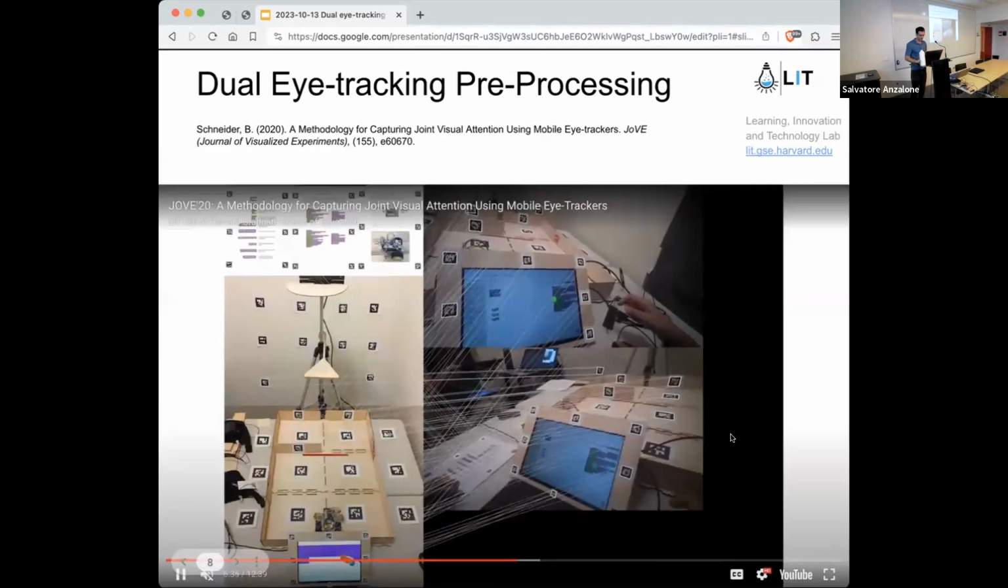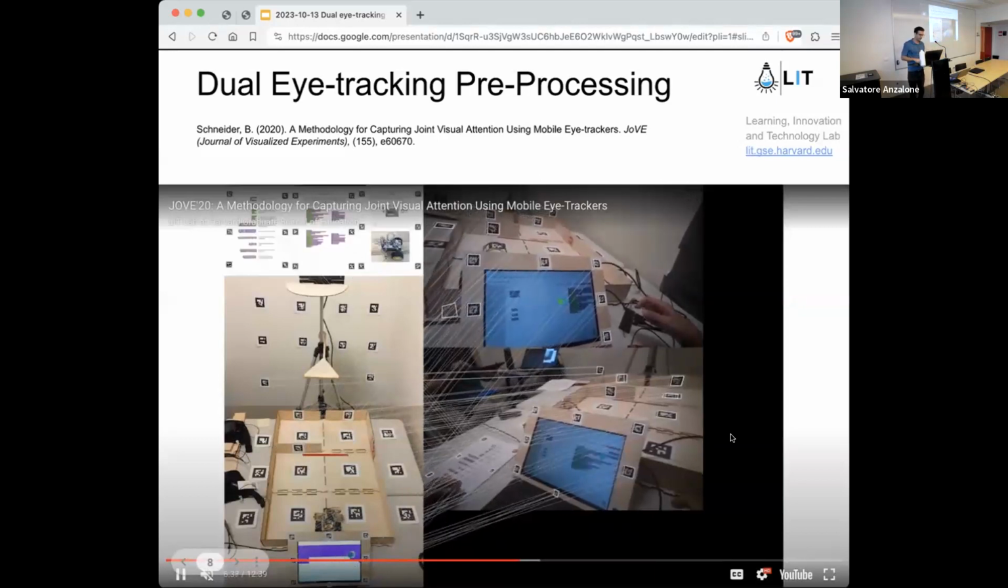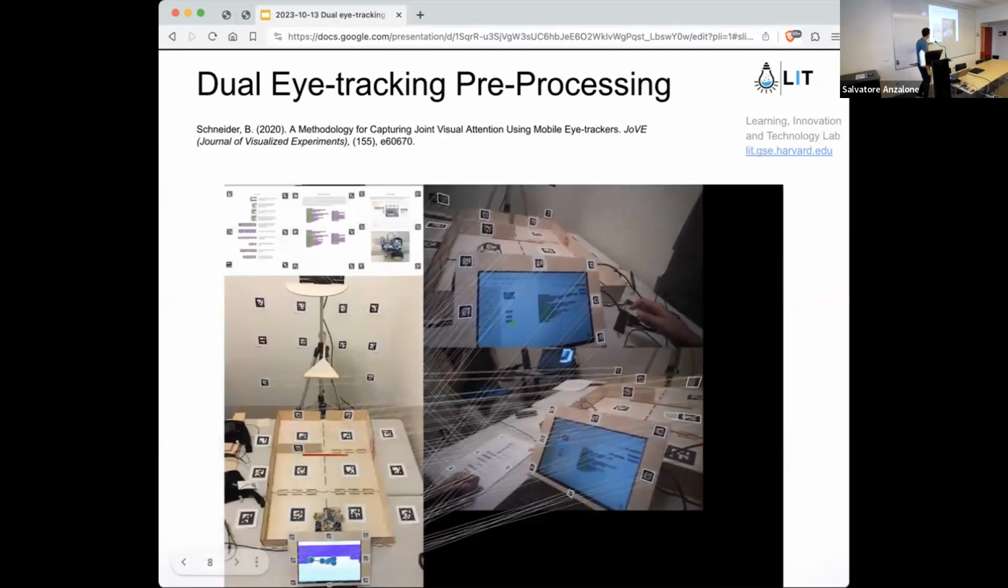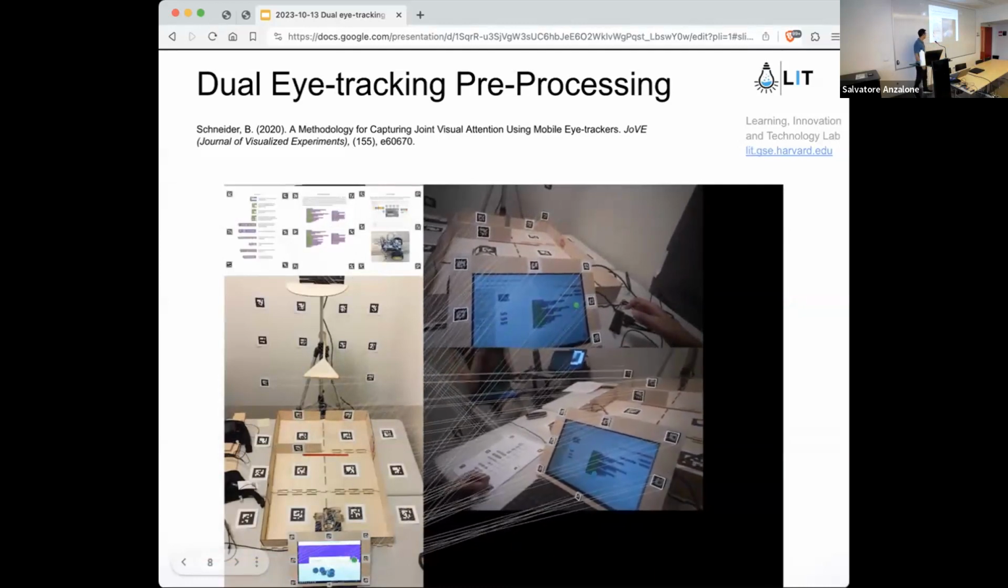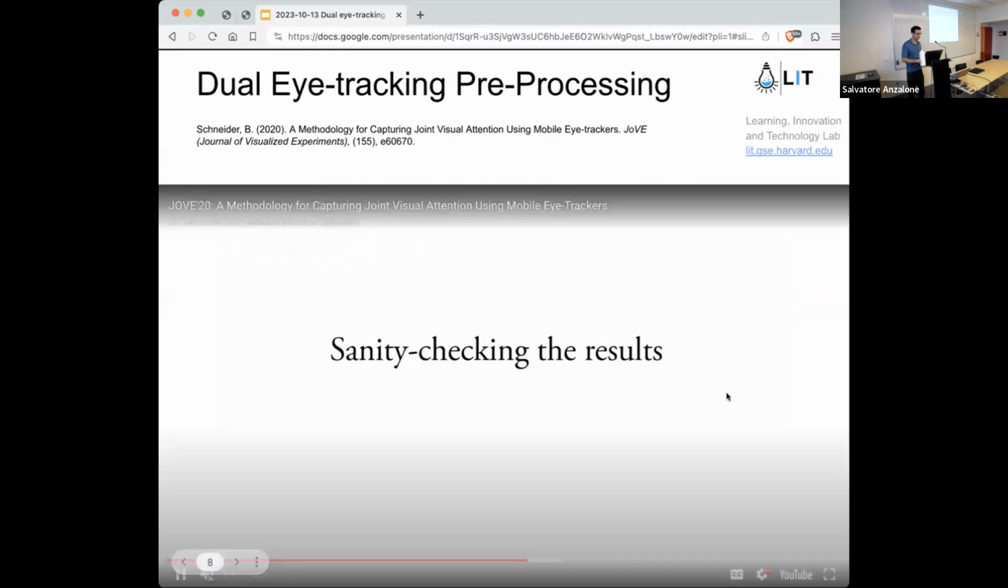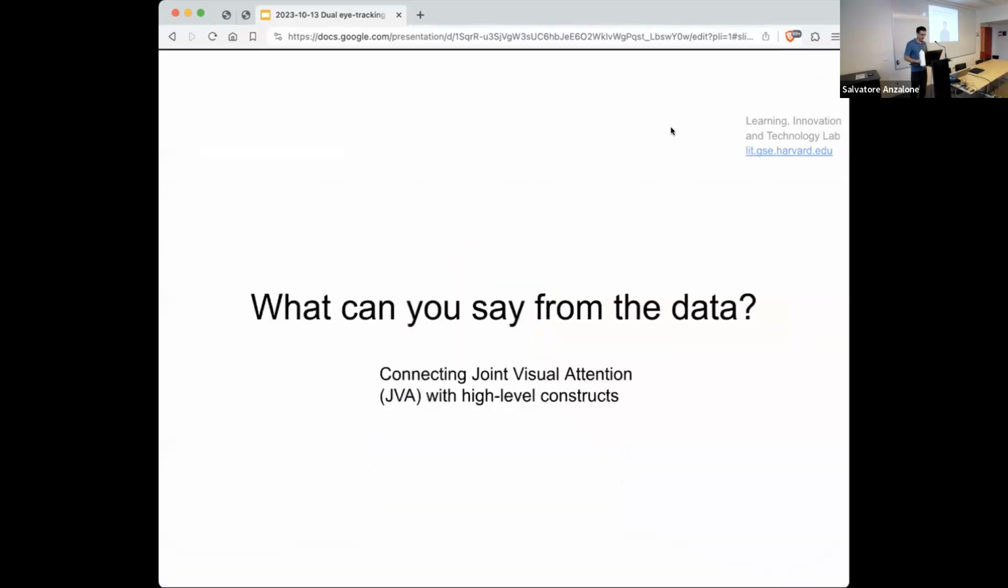You can run that for an entire episode, for every frame of the video, and you can see those two gazes moving around together and turning red when there is joint visual attention. So that's the basic idea, and that's something we've used in different studies. Now, what can you say with the data? You've done all that work. The first time I did this work of connecting that data, I think it took me an entire summer to generate that video and make it work.